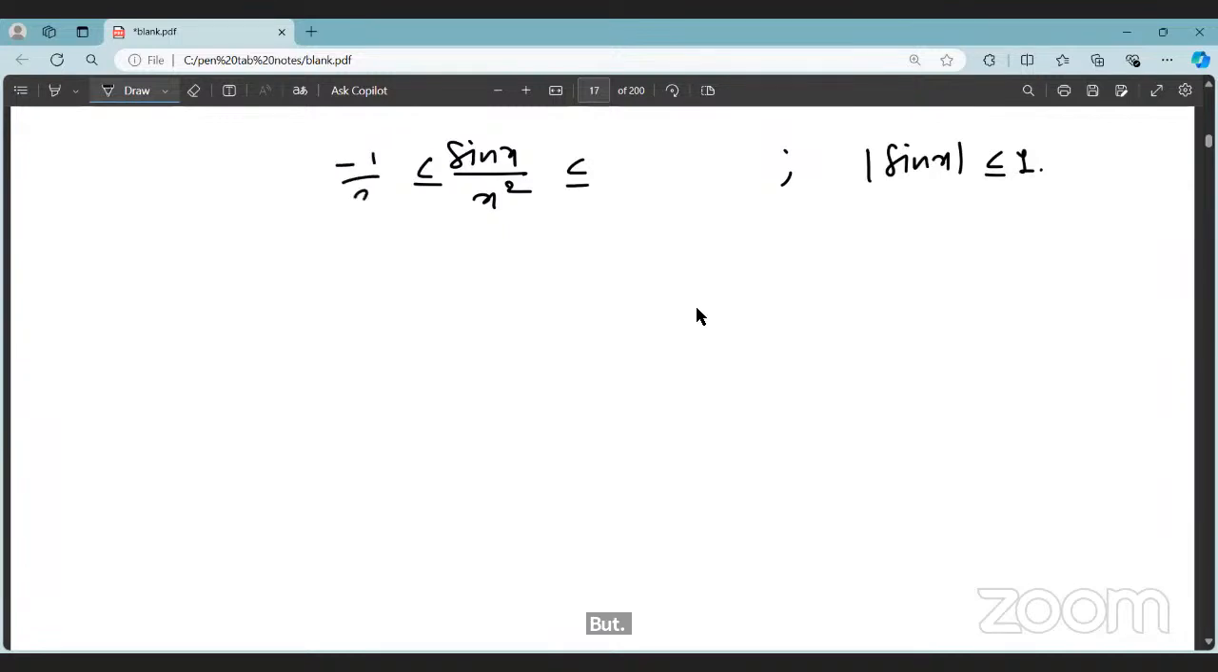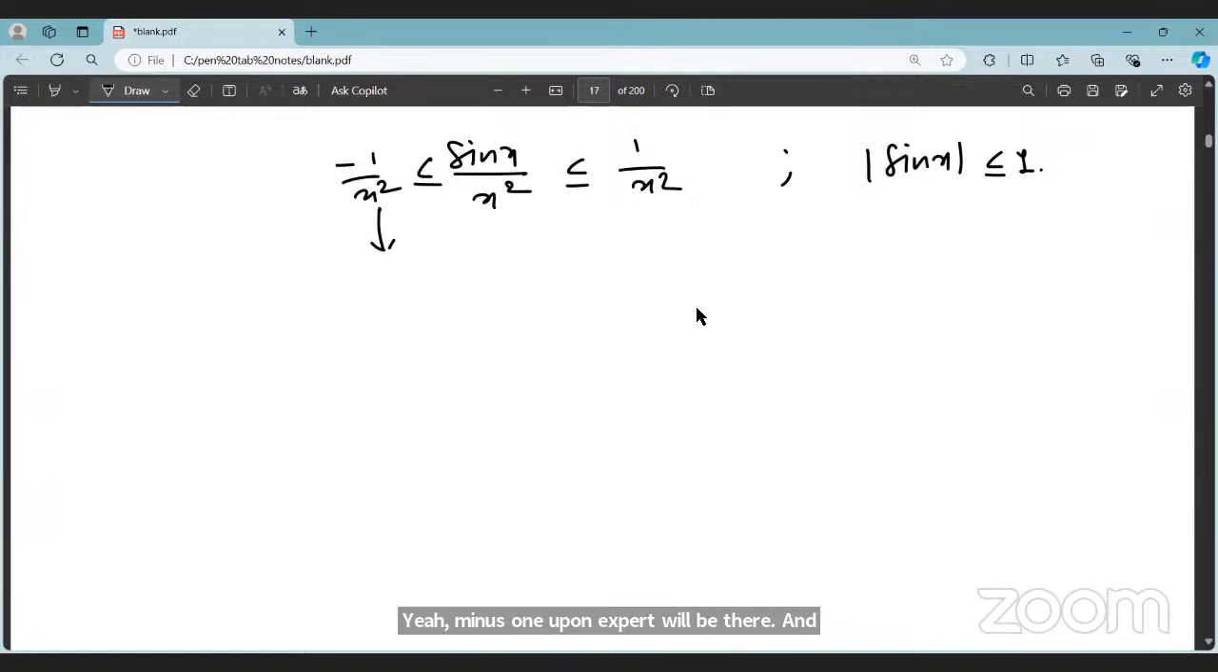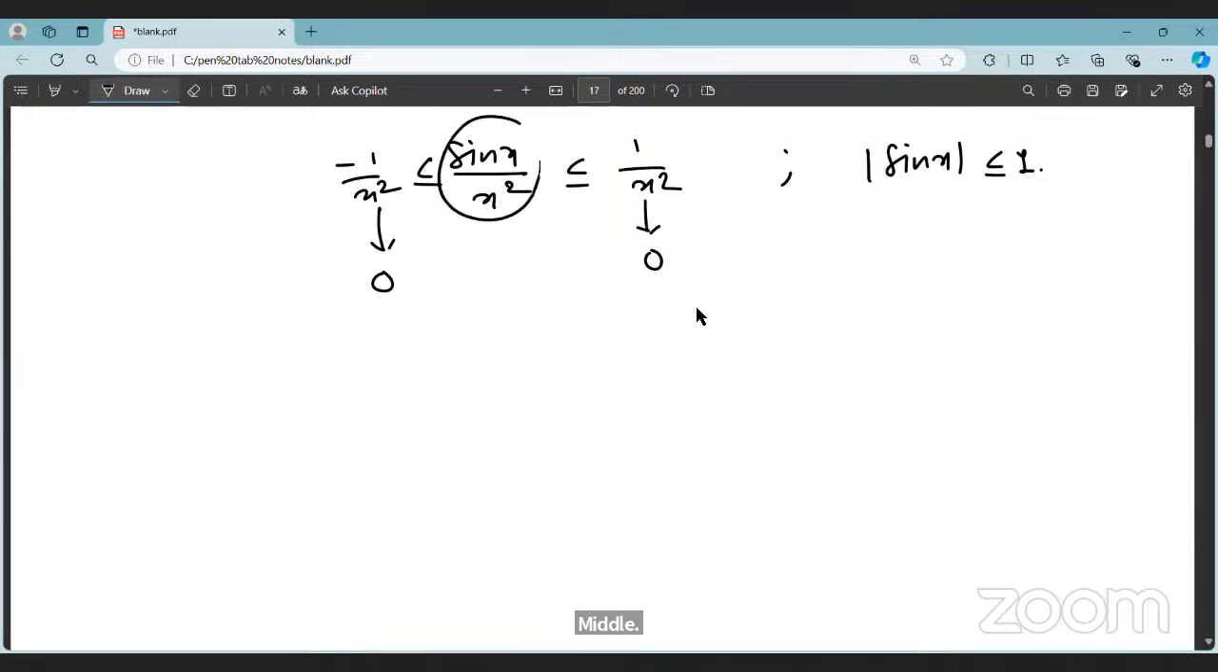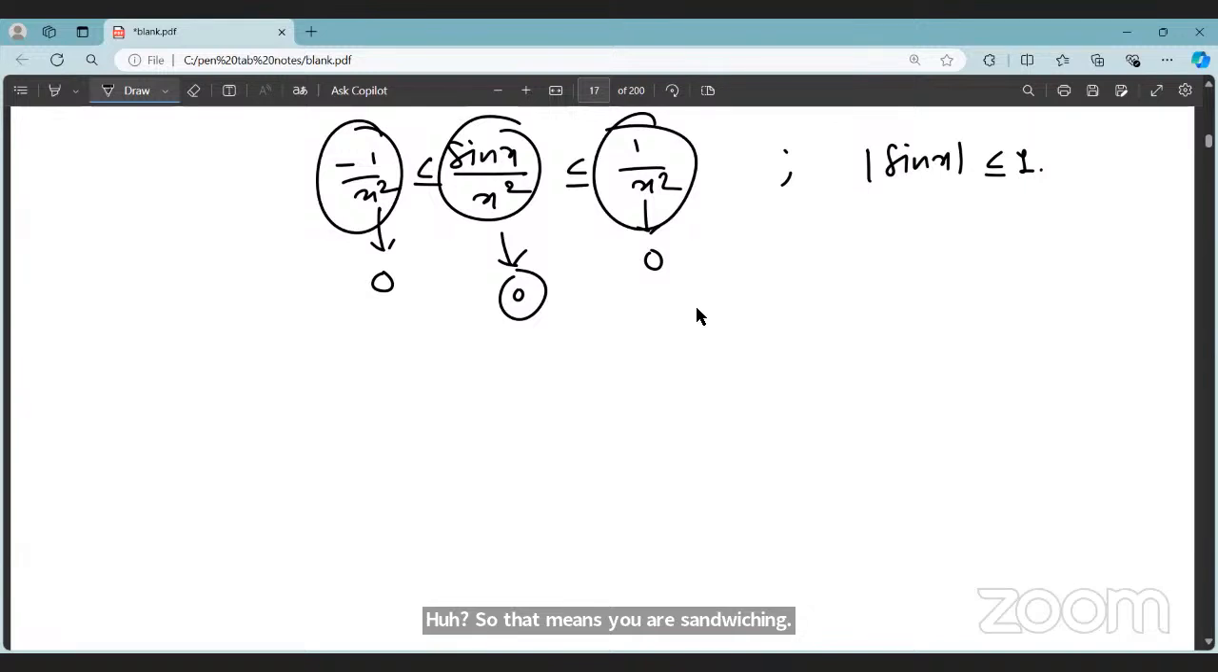Yeah, -1 upon x square will be there and 1 upon x square will be there, right? So this converges to 0 and this also converges to 0. Since these two are going to 0, this also will go to 0. So ultimately for the sandwich theorem, you have to come up with these two types of sequences. You need 2 more auxiliary sequences which are on either side.